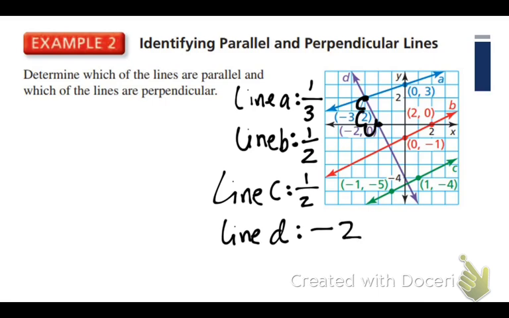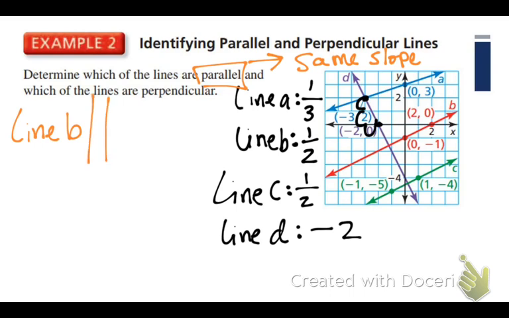Good. So from here, I take this information and determine which lines are parallel and which ones are perpendicular. What will the parallel lines have? Same slope. So let's find those first. Okay. Which ones have the same slope? Line B and line C. Good. So we'll say line B, how do we say is parallel to? 2 straight lines. Line B is parallel to line C. Do we have any others that are parallel? No?